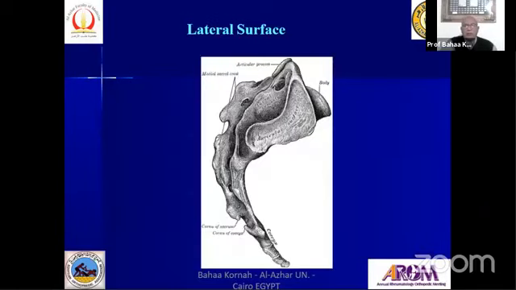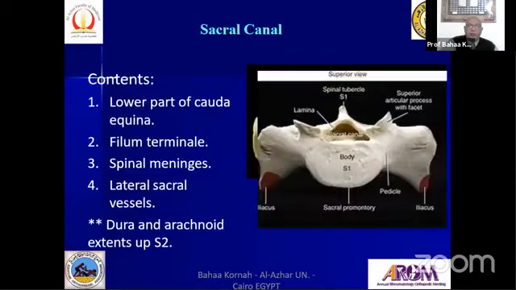This is the lateral surface of the sacrum, which articulates with the ilium and makes the sacroiliac joint. The sacral canal contains the lower part of the cauda equina, filum terminale, the spinal meninges, lateral sacral vessels, and the dura and arachnoid extended up to S2.